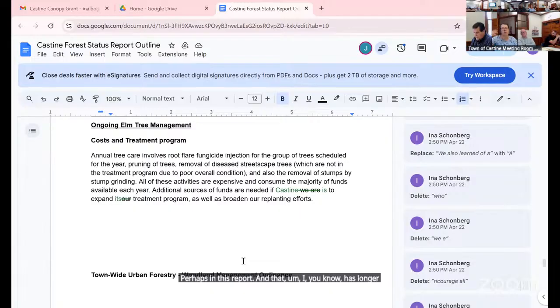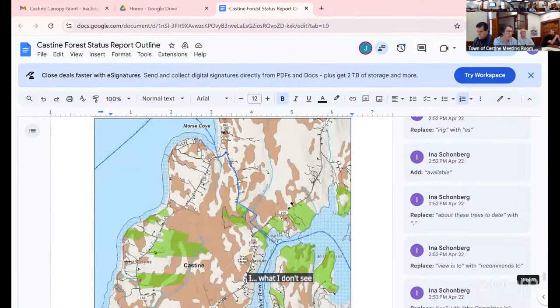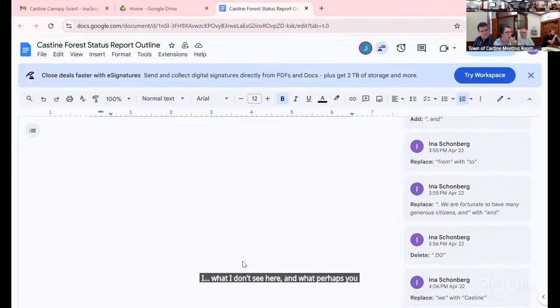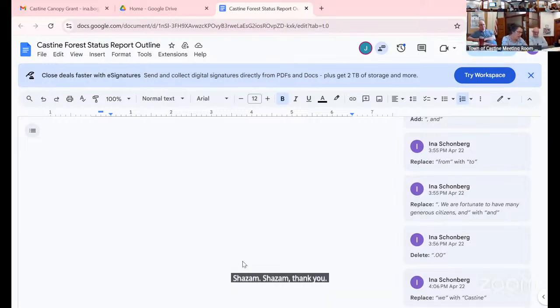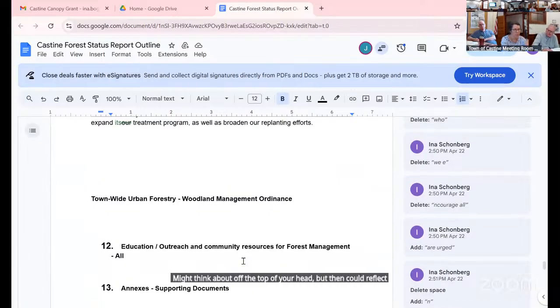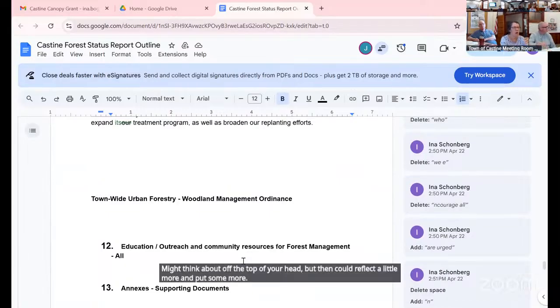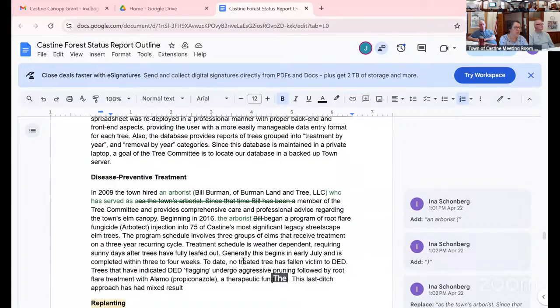that has longer term responsibility for looking at and understanding woodlands overall, not just isolated to the important village tree canopy. So we have to do that. What I don't see here, and what perhaps you, Bill and Don, and maybe Suzanne, thank you, have some recommendations that you might think about off the top of your head, but then could reflect a little more and put a section in here on what your recommendations are vis-a-vis the village tree canopy.